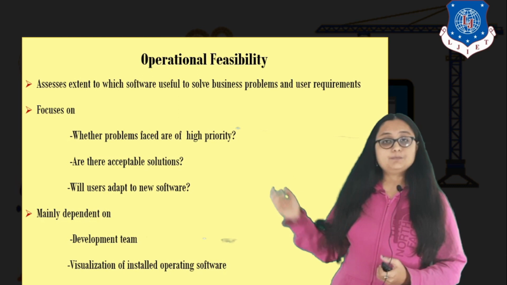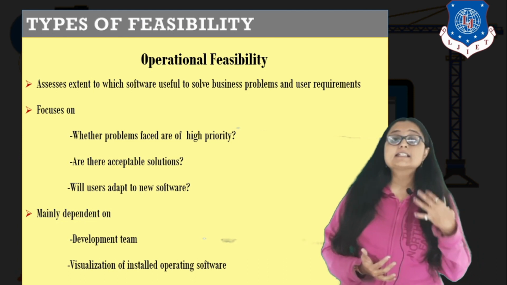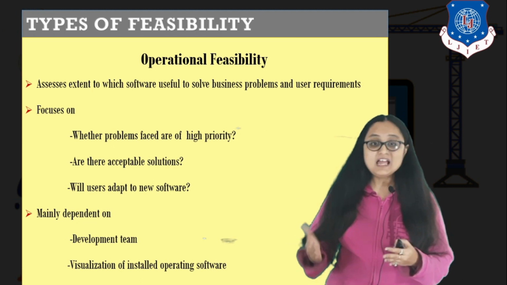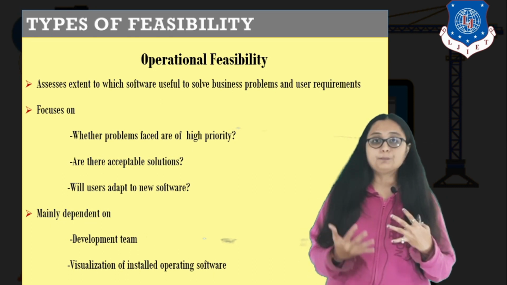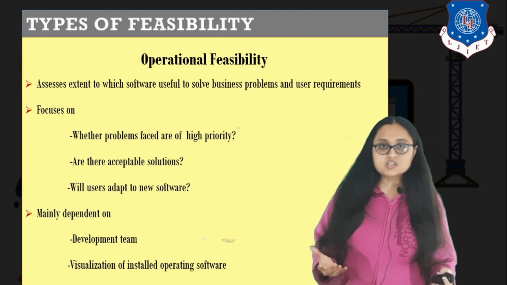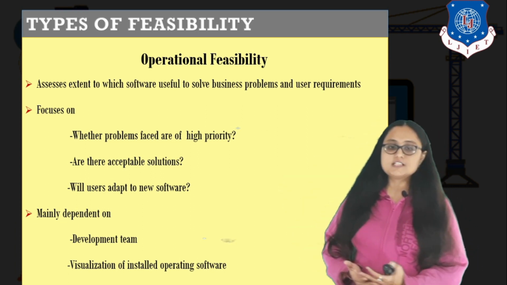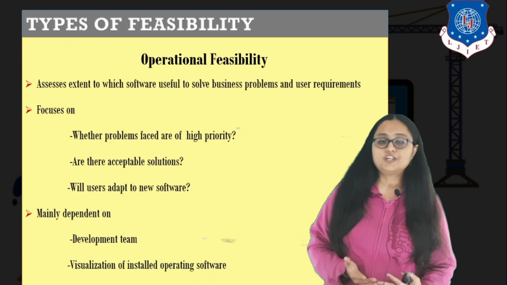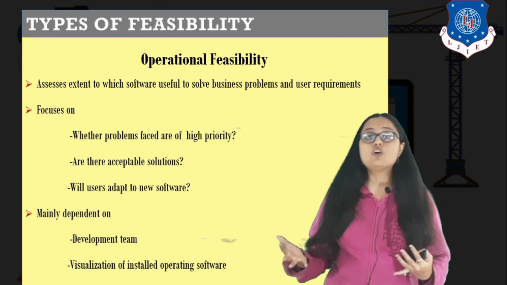The next type of feasibility is operational feasibility. Operational feasibility basically assesses the extent to which your software is useful to solve any business problem and user requirement. It means once your software is created and operational in the actual world, what problem is it solving, and whether the users require this software or not. What are the things that operational feasibility focuses on? The first thing is whether the problems faced are of higher priority or not. Every product developed in the software industry is a need of some problem.